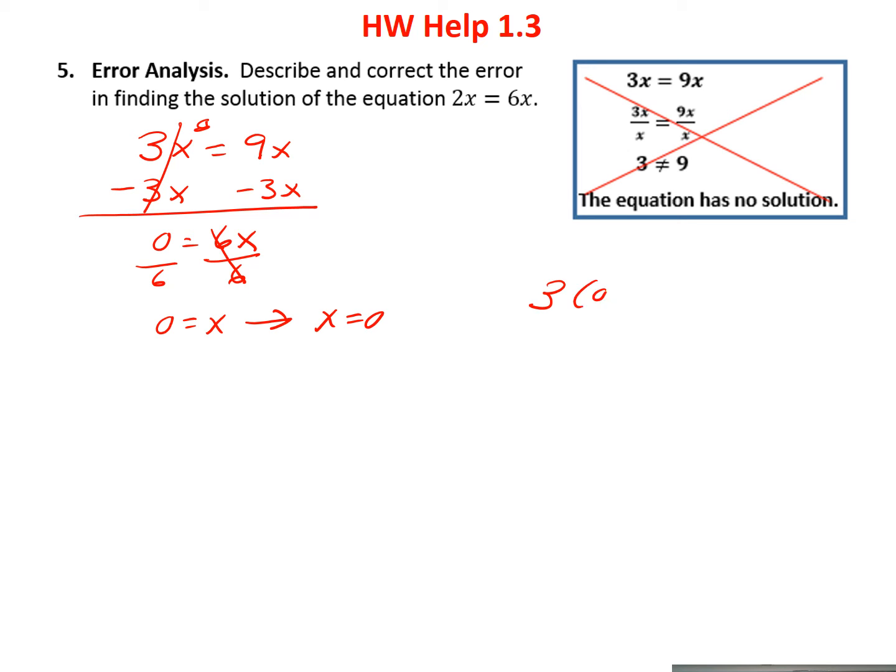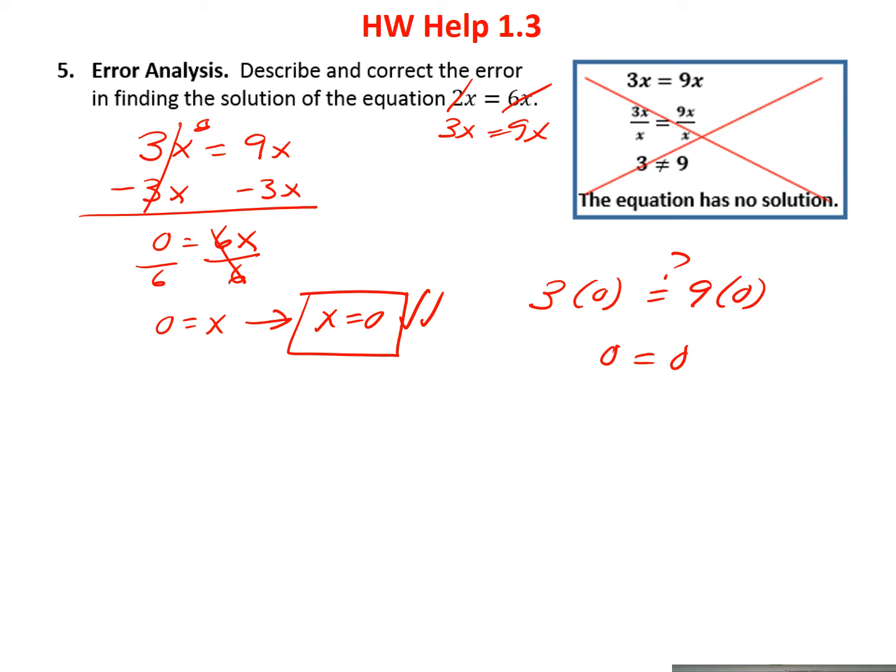Does 3 times 0 equal 9 times 0? That's our question. Yeah, 0 equals 0. So that means this is a true solution. X equals 0 is a solution. Notice that by dividing by x here, we eliminated the variables and got 3 equals 9. But that's still not a good solution. By the way, notice there is a little typo in our problem here. This should have been 3x equals 9x. Okay?